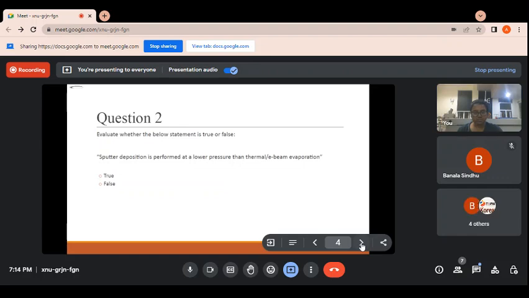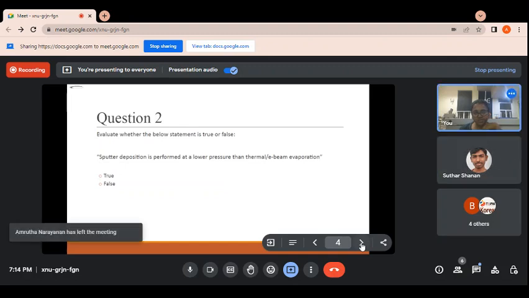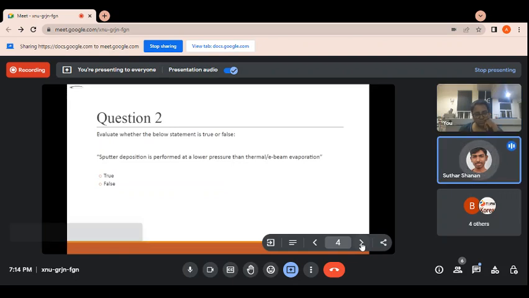So the statement is false, ma'am. Why? Have you heard about thermal evaporation or E-beam evaporation? Yes, ma'am. What happens in E-beam evaporation? In E-beam evaporation, basically we use electron beams. The electron beam is created from a filament, and it is diverted through some magnetic fields.